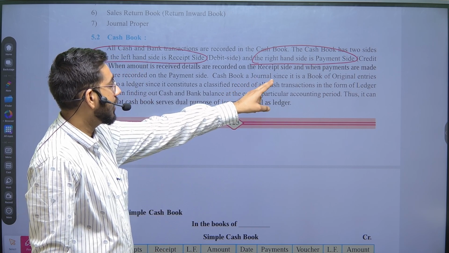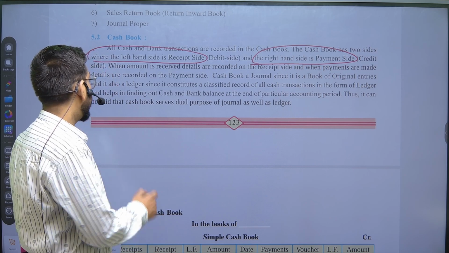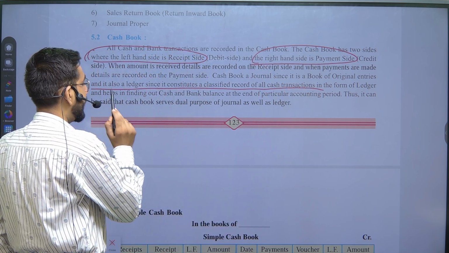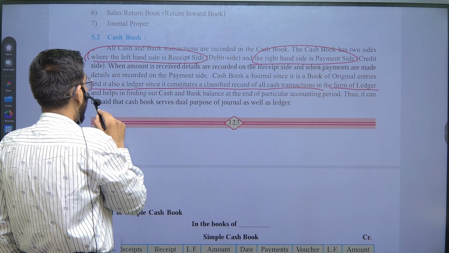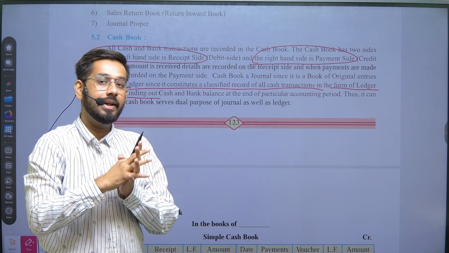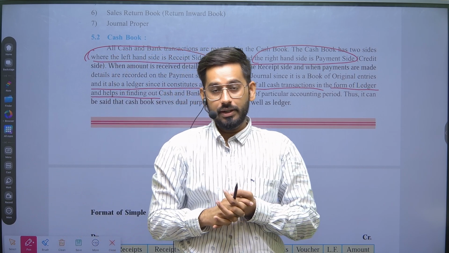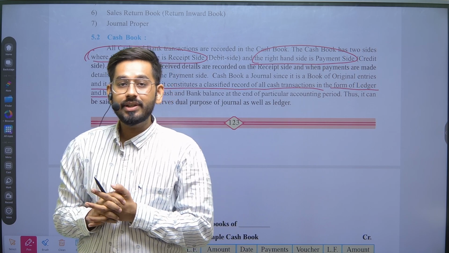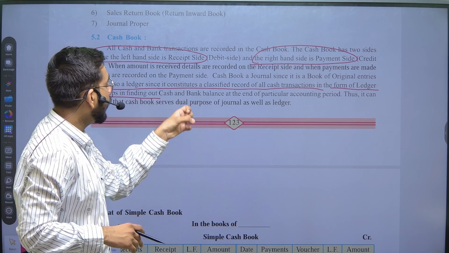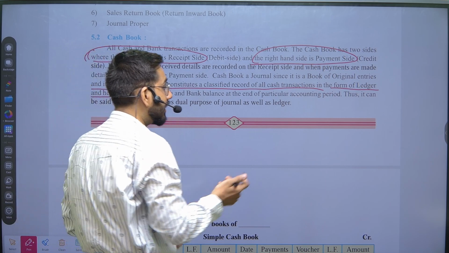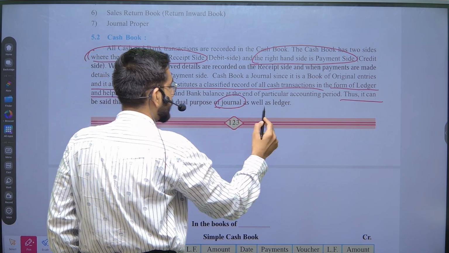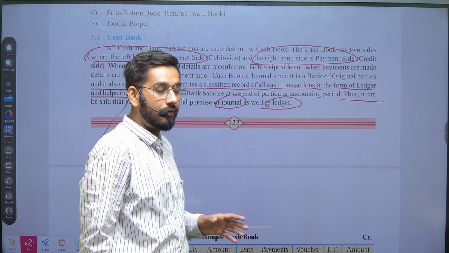The cash book is a journal, since it is a book of original entries, and it is also a ledger, since it constitutes a classified record of all cash transactions in the form of a ledger, and helps in finding out the cash balance at the end of a particular accounting period. It means the cash book is very useful, it is the oldest form of journal, and it can also be posted to the ledger. Thus, it can be said that the cash book serves a dual purpose, as a journal as well as a ledger. So this is the meaning of the cash book.